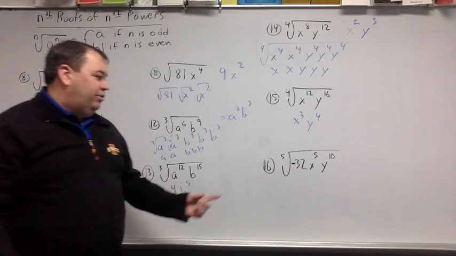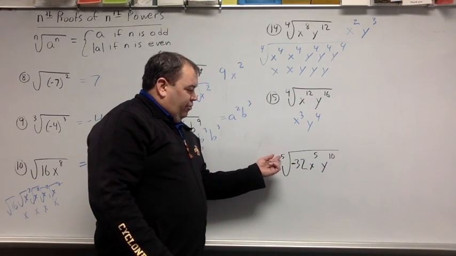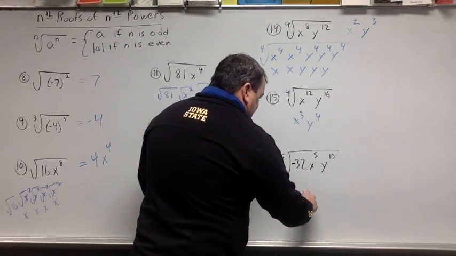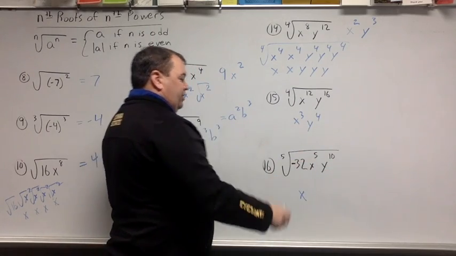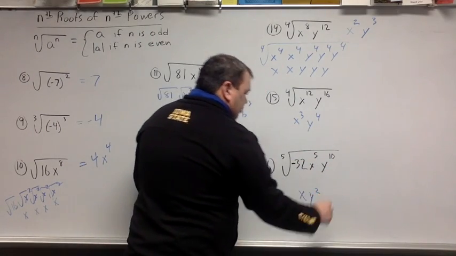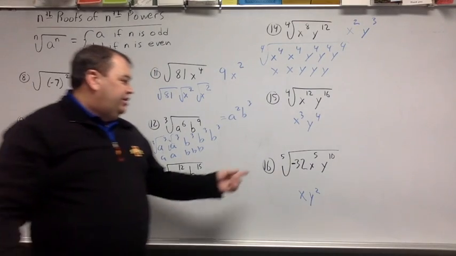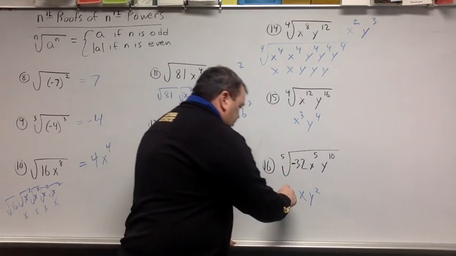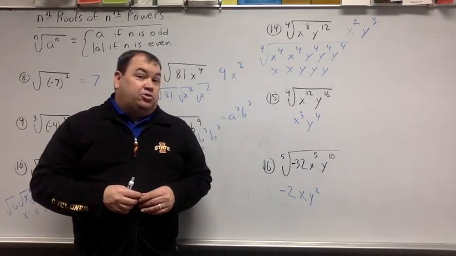Even with bigger powers. Here, I've got 5 x's, but I want to break it down by the index of 5. I'm going to have an x. I have 10 y's. I'm going to put them in 2 groups of 5. That means I'm going to have 2 of them left. But that's not how we do the numbers in front. The 5th root of negative 32 is negative 2. I got to keep my numbers and my variables straight.